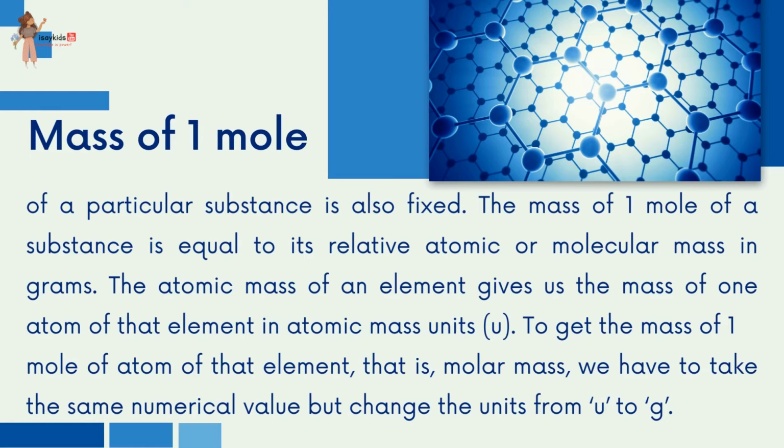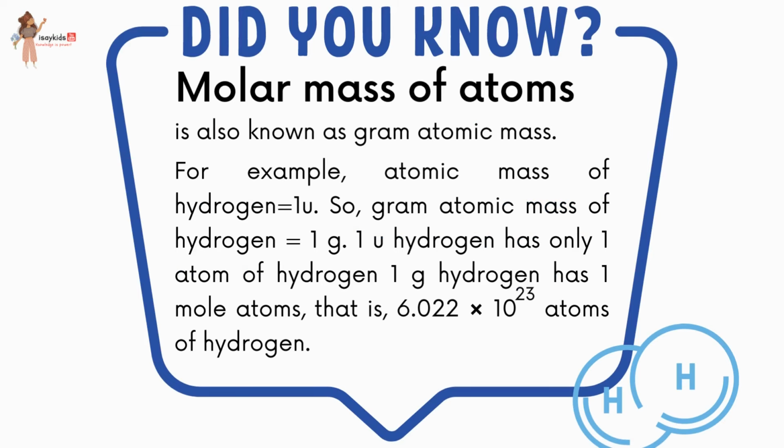The mass of 1 mole of a substance is equal to its relative atomic or molecular mass in grams. The atomic mass of an element gives us the mass of one atom of that element in atomic mass units. To get the mass of 1 mole of atoms of that element, that is molar mass, we have to take the same numerical value but change the units from u to g. Molar mass of atoms is also known as gram atomic mass.